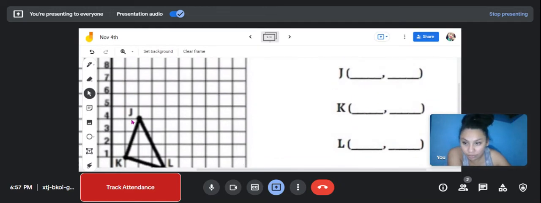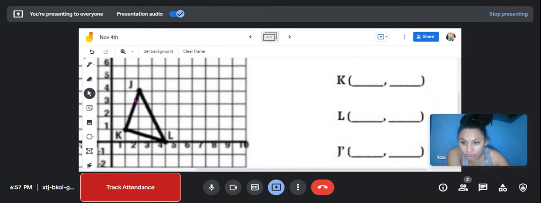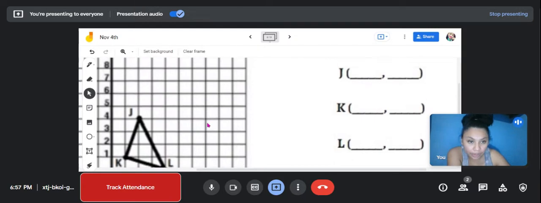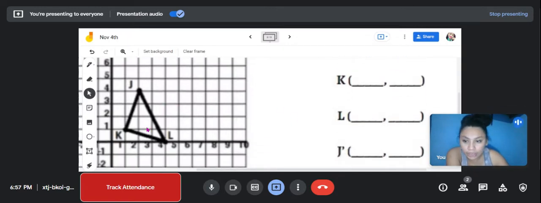So J, if I look at where J is, 2 on the X and 4 on the Y. So basically that's what I'm going to write here, 2 on the X and 4 on the Y. If I look at point K, it is 1 on the X and 1 on the Y. So basically that is what I'm going to be writing here.